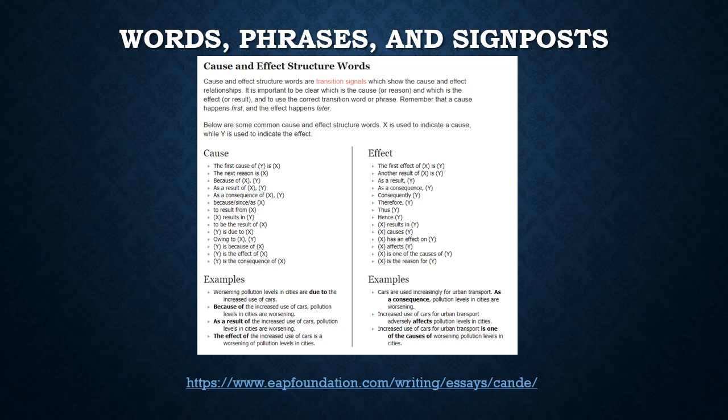The first cause of Y is X. The next reason is X. Owing to X, Y is due to X, and as far as effect goes: as a result, as a consequence, consequently, thus, hence, this results in, this causes, this has an effect on. You could keep going on and on. Hopefully you get the idea.